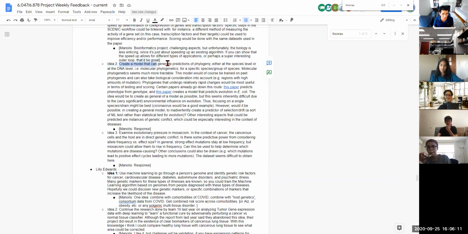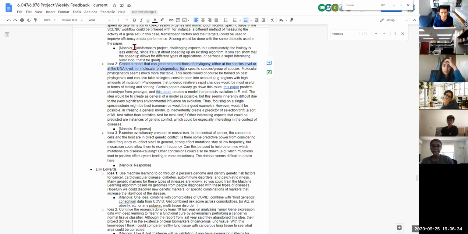Create a model that can, but again, this is the type of component that would be super in a team project. So if there's a team project that this can be a part of, that sounds fantastic. So you can look for people that have something similar and then see if you can contribute towards that direction. Generate predictions of phylogeny, either at the species level or the DNA level.